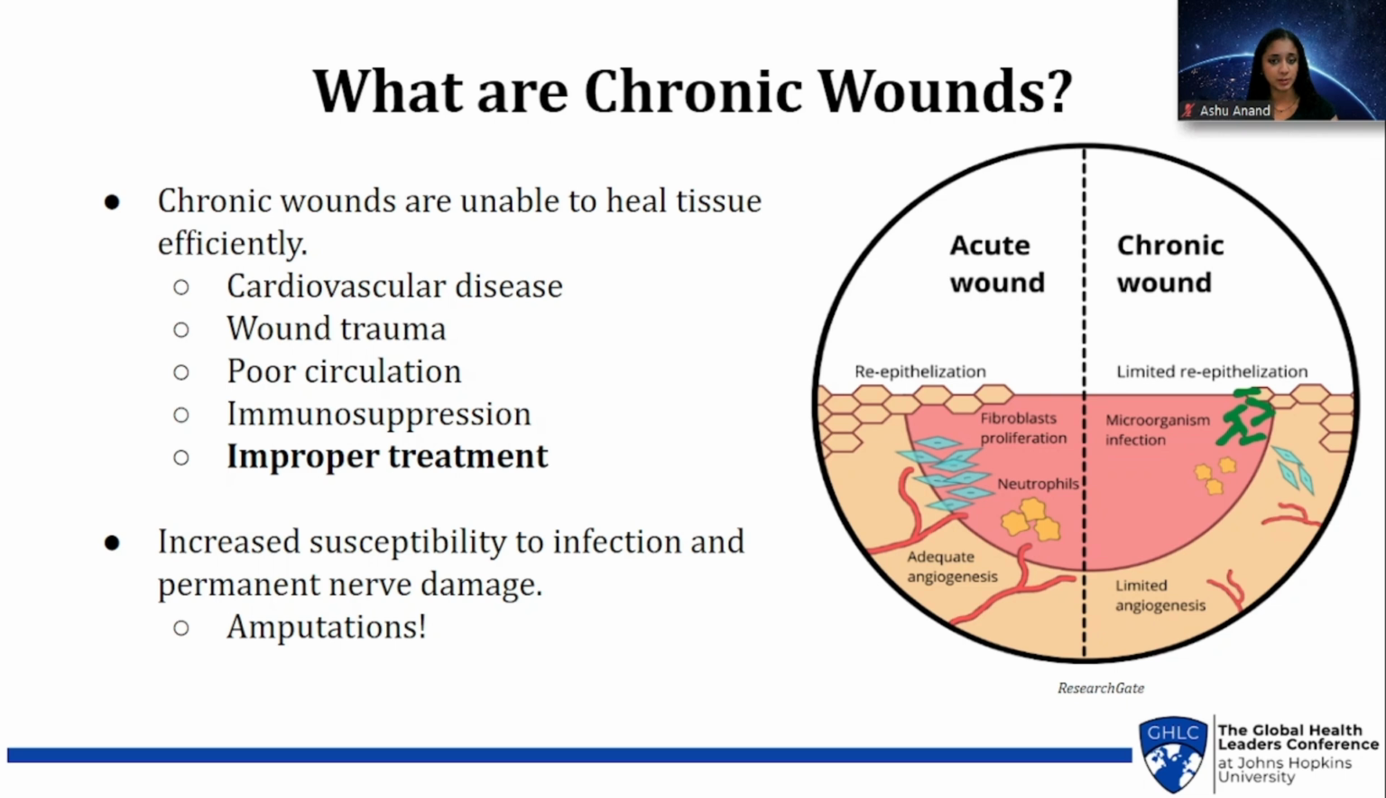Another big one is immunosuppression, or just slow regeneration in the elderly in particular, who can't provide their body with those cells as quickly as we can, and the improper treatment of that wound site, which is what I'm going to touch on today. But all of these reasons lead to an increased susceptibility to infection, permanent nerve damage, and amputations.